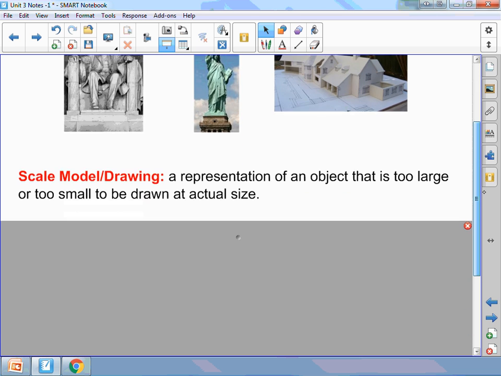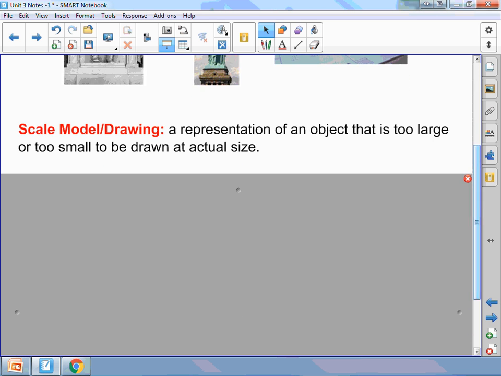All right, let's get a couple definitions down here, then we're going to get some examples. So what is a scale map or a scale model? A scale drawing is a representation of an object that's too large or too small to be drawn at actual size. Clearly, we're not going to draw a map of Pennsylvania at actual size.